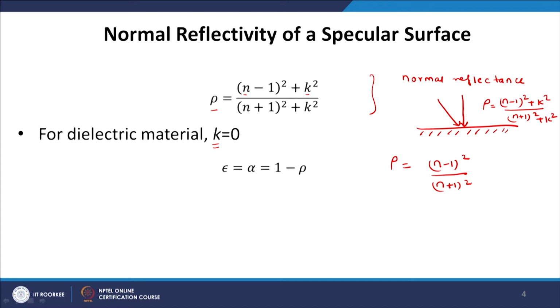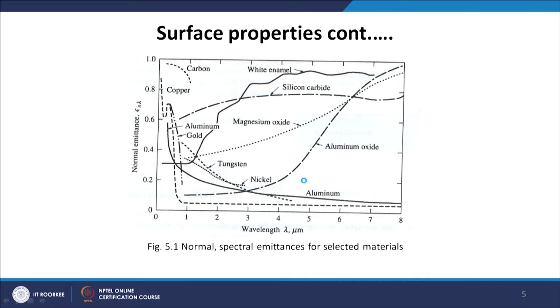Once we know the reflectance of a smooth metallic surface or a dielectric surface, we can calculate its emittance and absorptance as equal to 1 minus rho. The reflectance calculated from the theory and experiments have very good agreement.